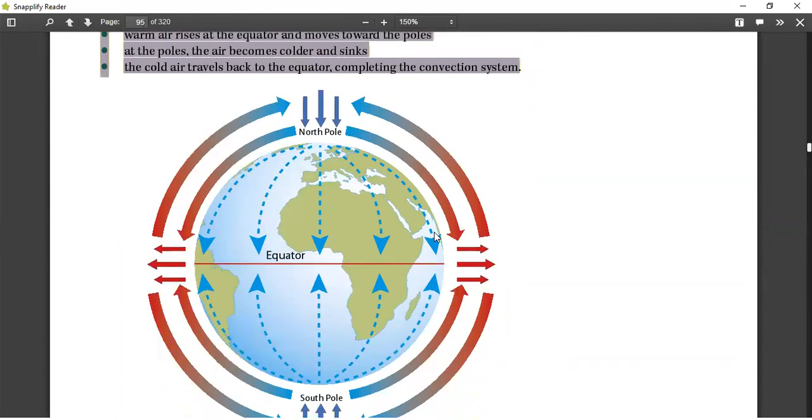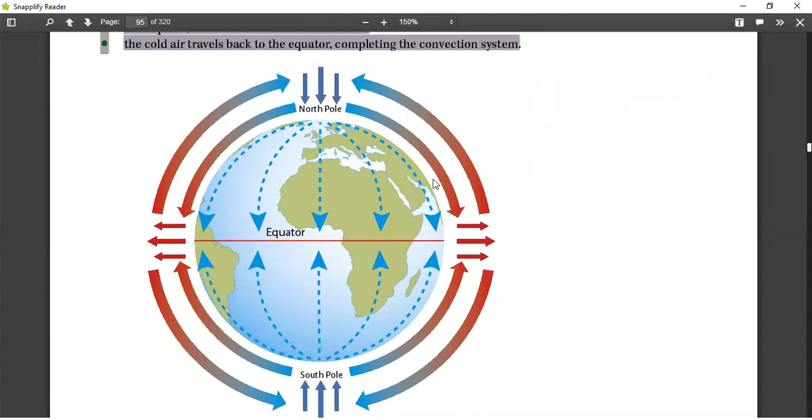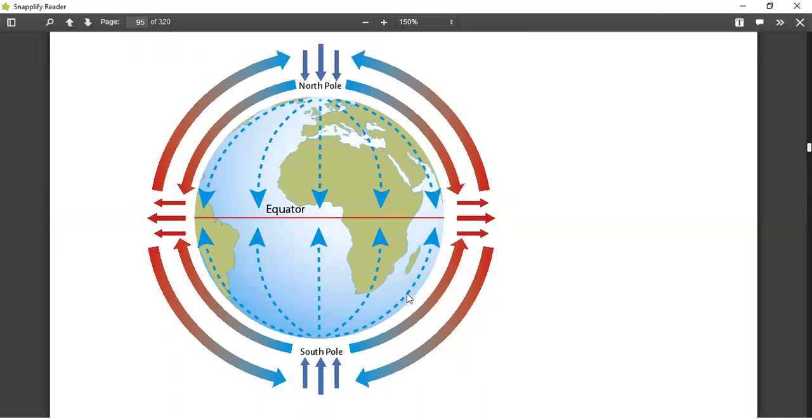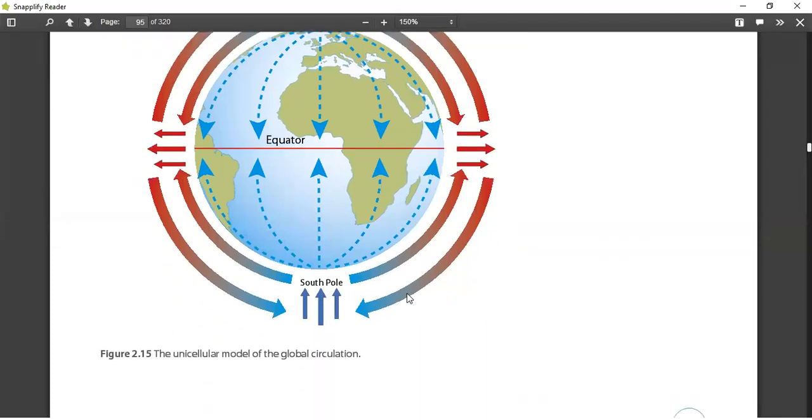Okay, let's see how it works. Right, so we have one cell here, one cell there, and one cell there. This cell at the North Pole will be cold, this cell at the equator will be warm, and then the other cell at the South Pole will be cold. Hence the unicellular model of global air circulation.